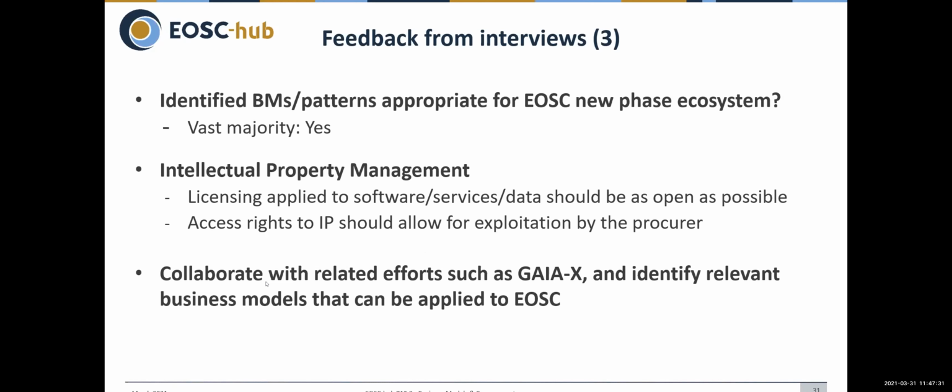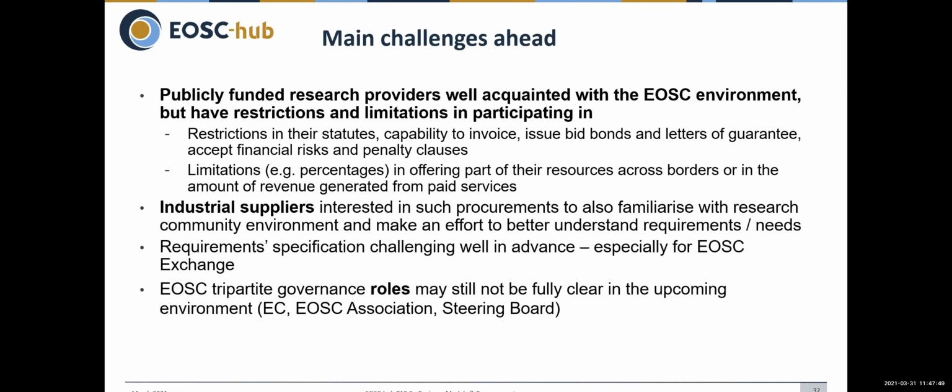This is a follow-up point of the previous one. There needs to be follow-up with Gaia-X and collaboration with related efforts, and identification of possibly new relevant models with this data integrator idea. So, some main challenges ahead.